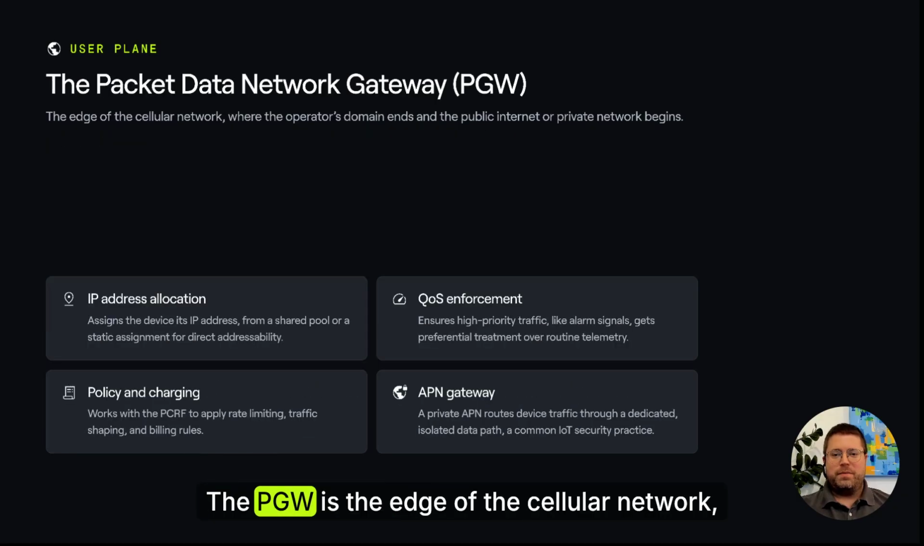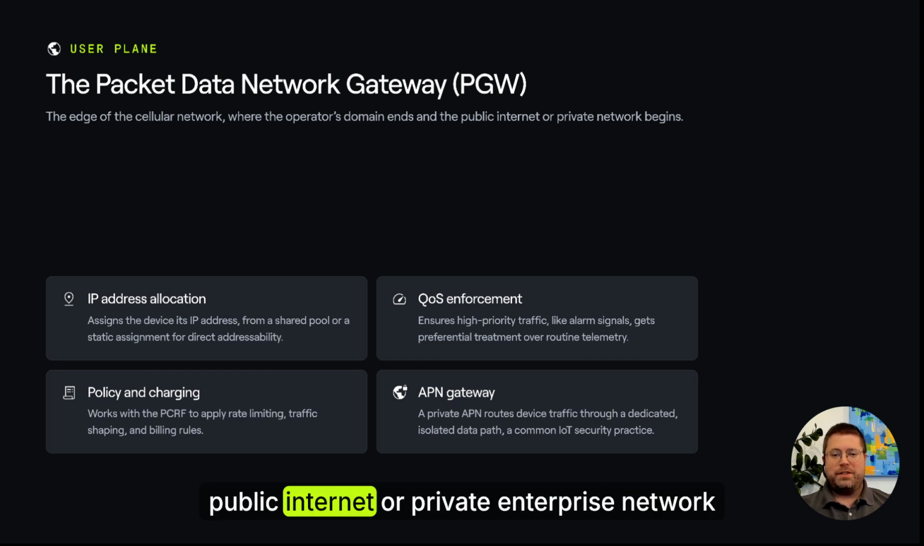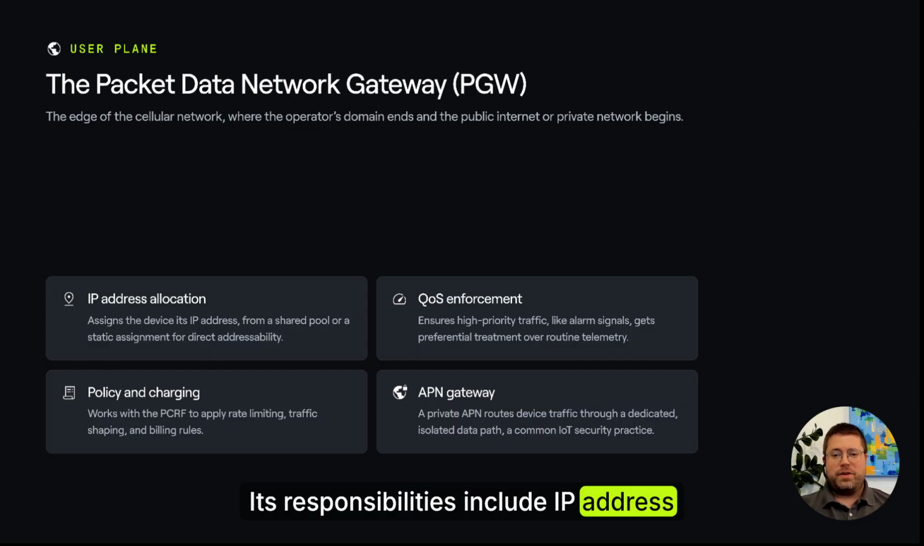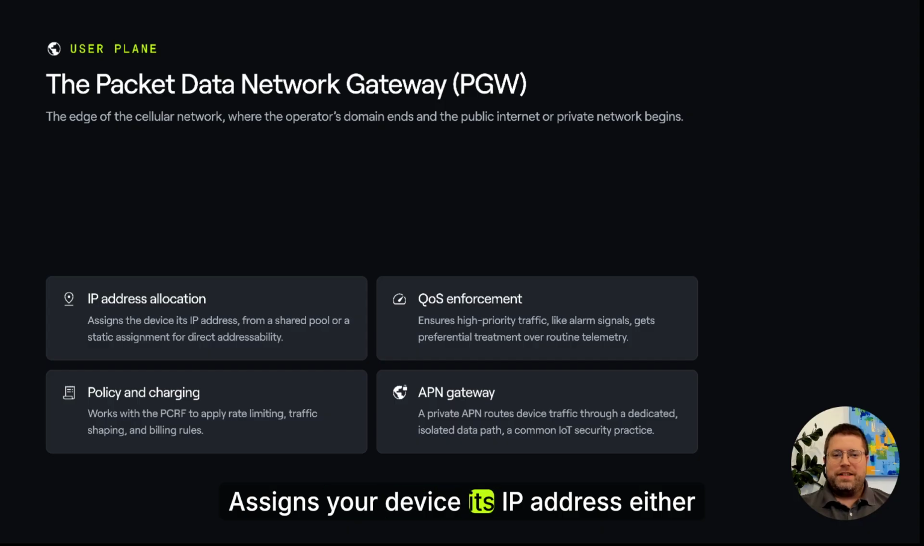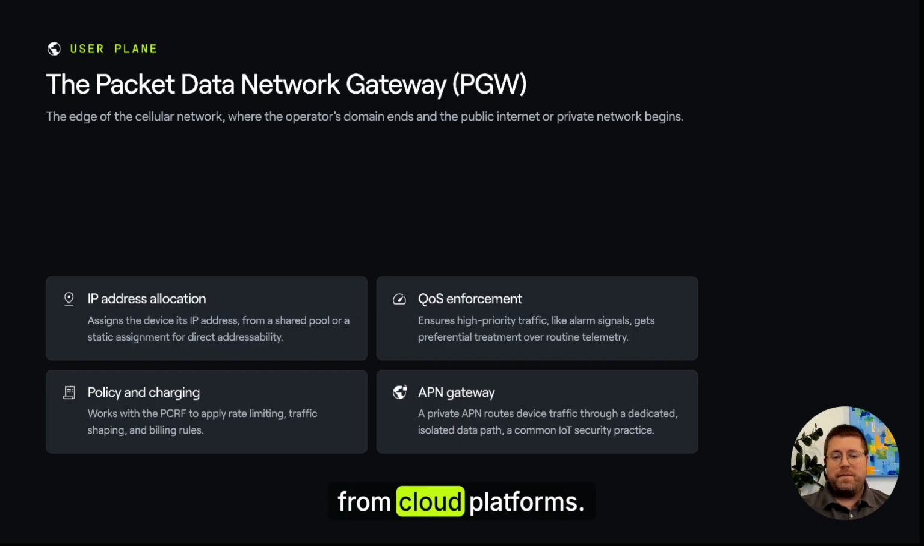The PGW is the edge of the cellular network, where the operator's domain ends and the public internet or private enterprise network begins. Its responsibilities include IP address allocation. The PGW assigns your device its IP address, either from a shared pool or a static assignment. For IoT, static IP addresses are valuable for devices that need to be directly addressable from cloud platforms.